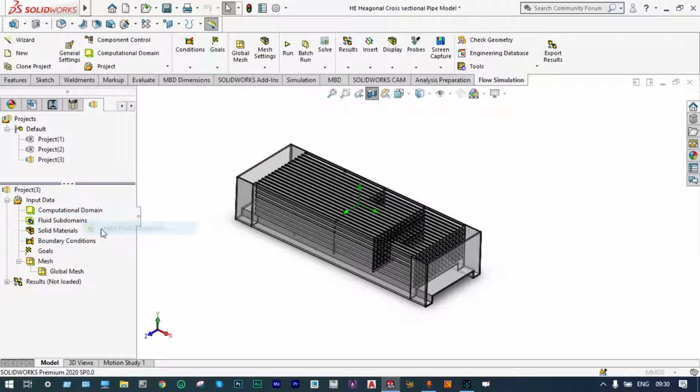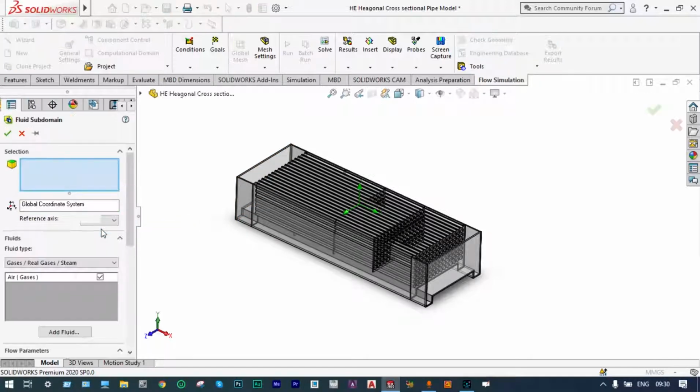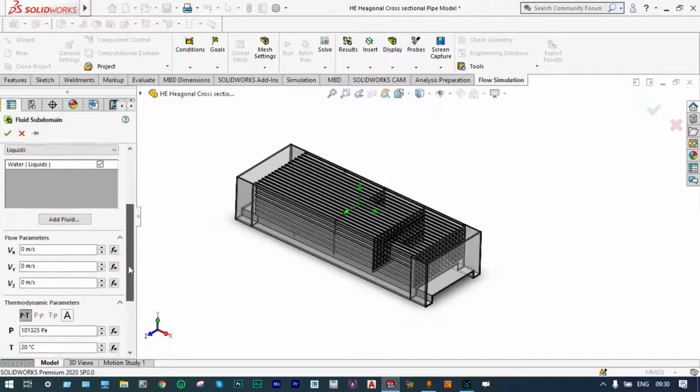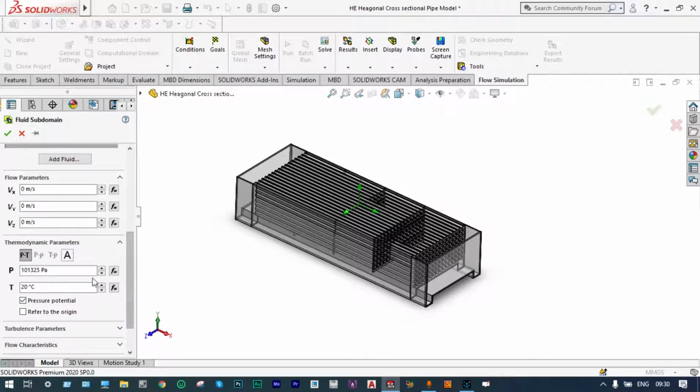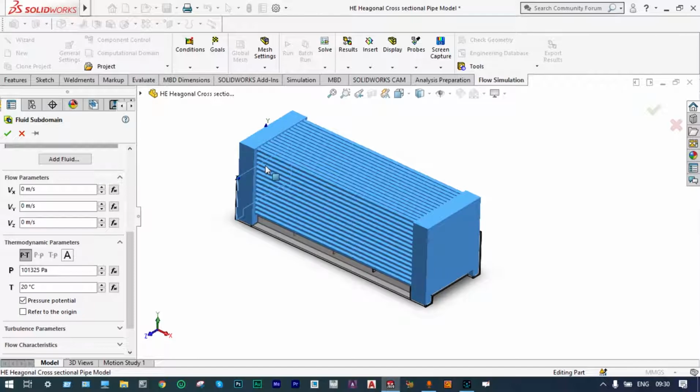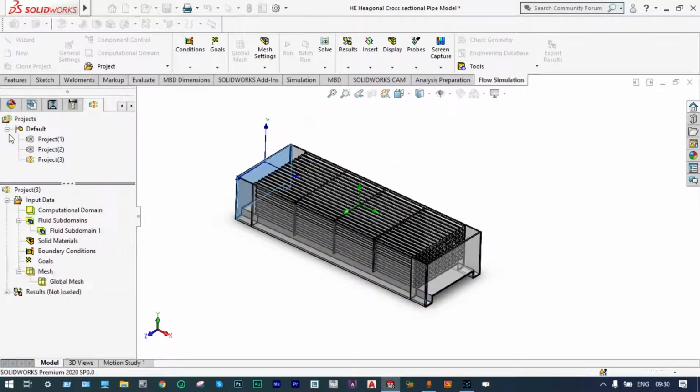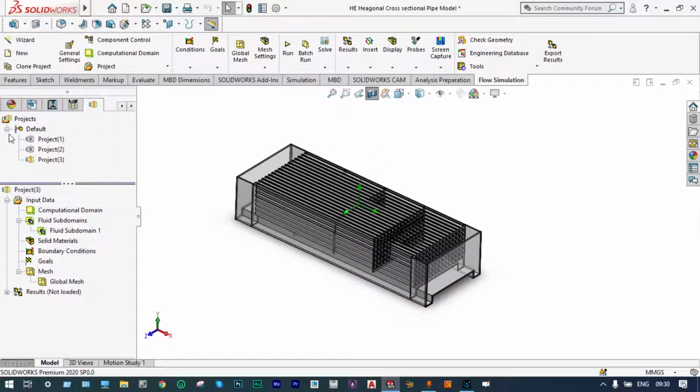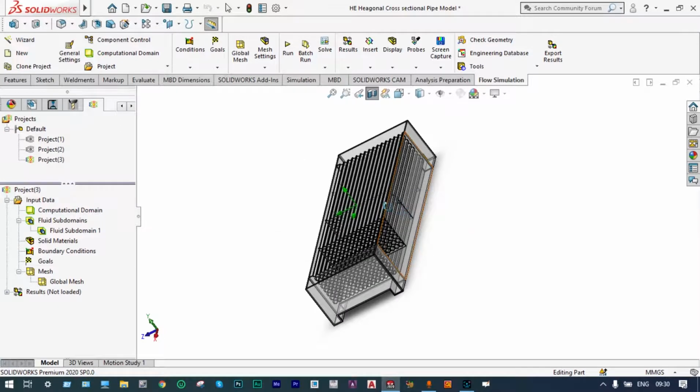Insert fluid subdomain. It will be water, and the thermodynamic parameters will be 20 degrees centigrade with a pressure of 101325 Pascal. Let us define that location. So this is the fluid subdomain for water at 20 degrees centigrade. Go and check. Next to that, we have to provide the domain for the hot air. So we can rotate a little bit to select the specific location.